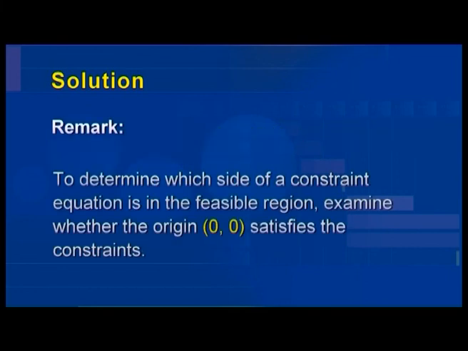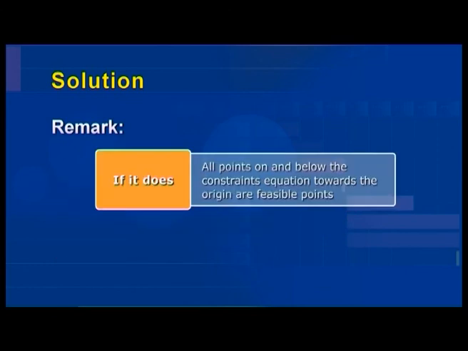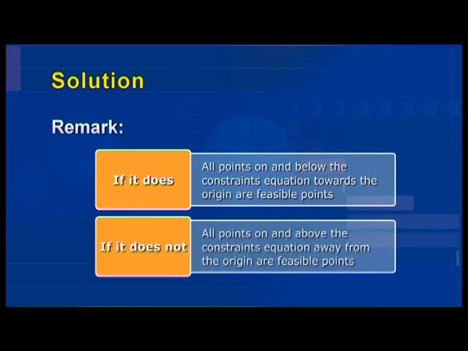Remark: to determine which side of a constraint equation is in the feasible region, examine whether the origin (0, 0) satisfies the constraint. If it does, then all the points on and below the constraint equation towards the origin are feasible points. If it does not, then all the points on and above the constraint equation away from the origin are feasible points.